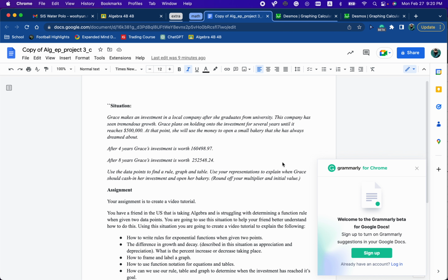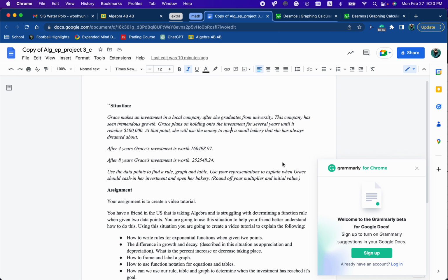Today we are presented with a situation. Grace makes an investment in a local company after she graduates from university. This company has seen tremendous growth. Grace plans on holding on to the investment for several years until it reaches $500,000. At that point, she will use the money to open a small bakery that she has always dreamed about.